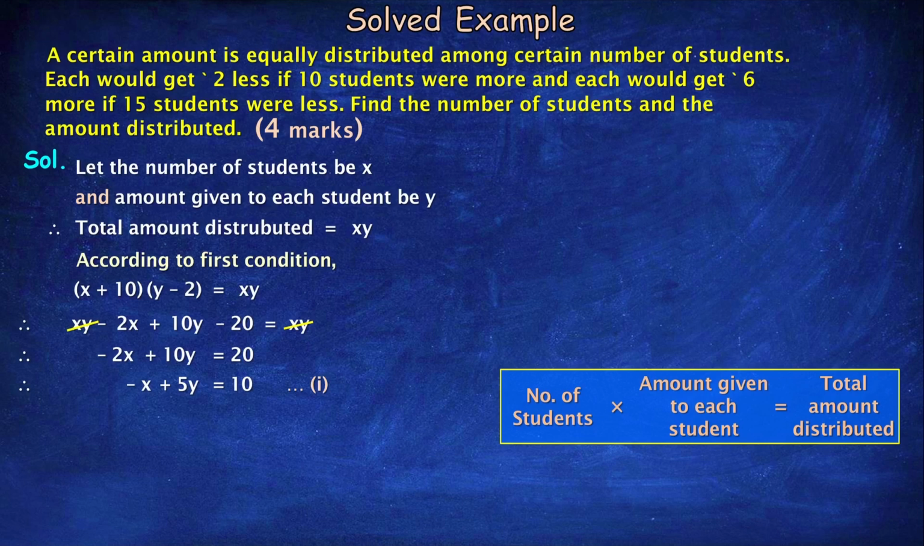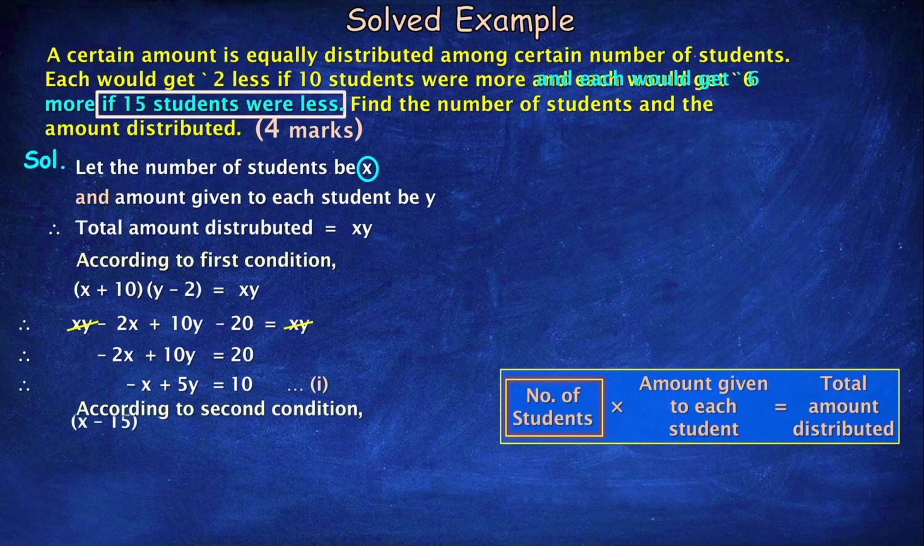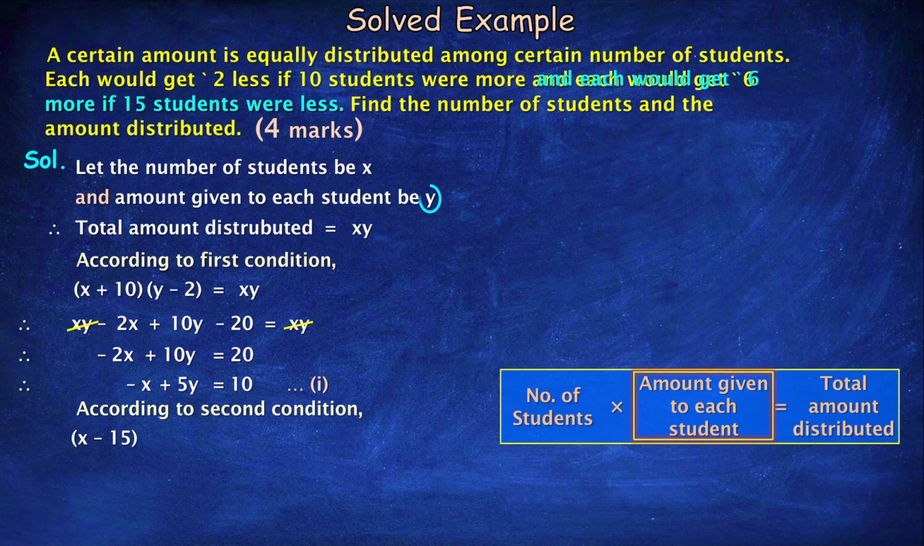But I cannot find the value of x and y from this. So I need one more equation to find the exact value of x and y, which I'll get from this: each would get 6 more if 15 students were less. So number of students here are x. So now the students would be x minus 15. Because of which students are getting more. So amount given to each student now will be y plus 6. And that is nothing but the total amount that is being distributed.